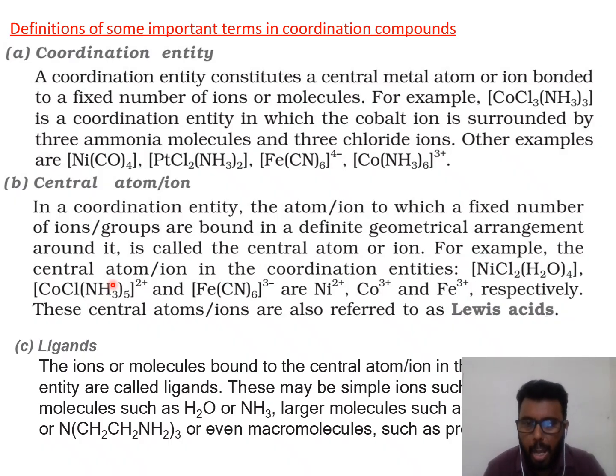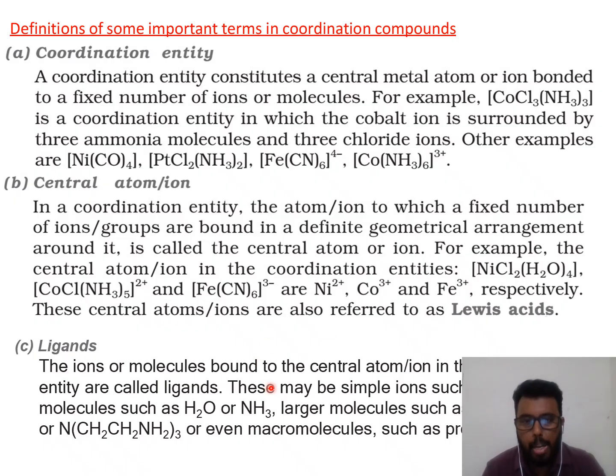And also we have other complexes like the pentaamminechlorocobaltate complex and the hexacyanoferrate complex. In the first case, the metal ion has a positive charge, a divalent charge, Ni2+, whereas in the second case the cobalt is in the 3+ oxidation state, and in the third one iron is in the 3+ oxidation state. In other words, you can call central atoms or ions Lewis acids, which are electron deficient, whereas ligands are Lewis bases, which are rich in electrons.